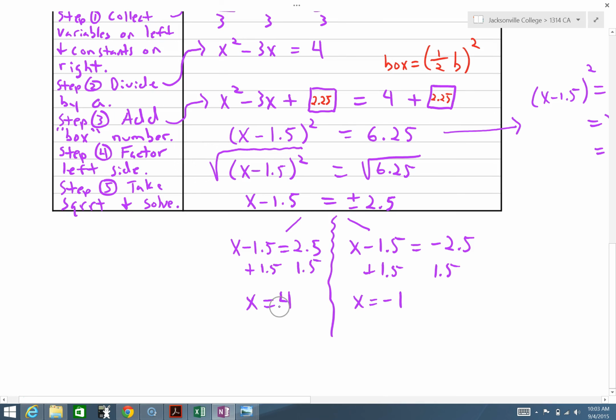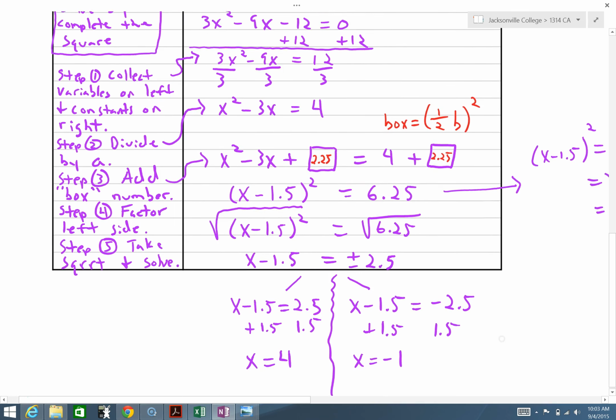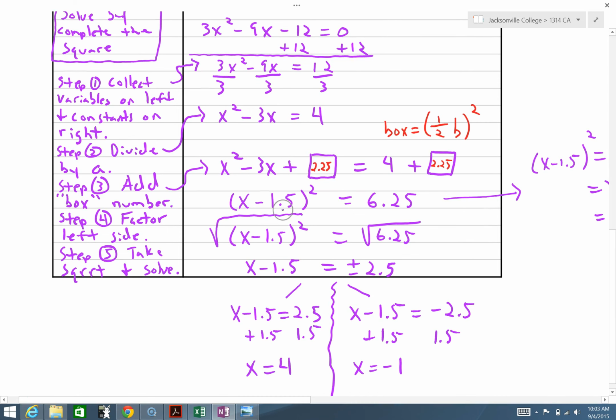And we're going to take these values and substitute them back into our original equation. Substituting 4, 4 squared is 16, 3 times 16 is 48. 9 times 4 is 36. 48 minus 36 is 12. 12 minus 12 is 0. X equals 4 is a solution. Now -1. -1 quantity squared is 1. 3 times 1 is 3. Minus 9 times -1 will be a positive 9. That's 3 plus 9 is 12. 12 minus 12 is 0. -1 works as well. So these are both solutions.